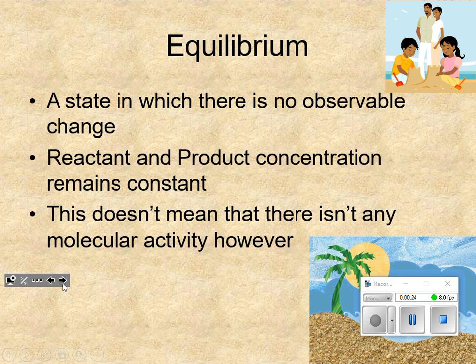However, this does not mean that there is no molecular activity. Reactants are constantly bouncing into each other to form products, and products are constantly bouncing into each other to form reactants. It also doesn't mean that there's a 50-50 split between reactants and products. That equilibrium, that balance, can be reached whenever the rate of the forward and the reverse reaction are the same.